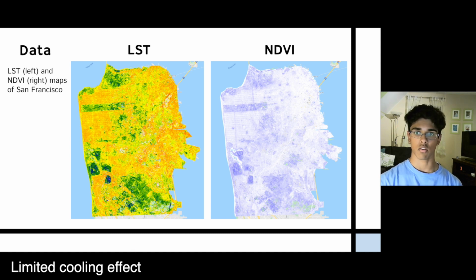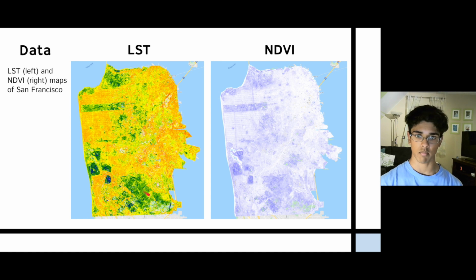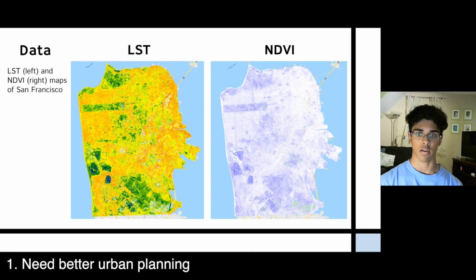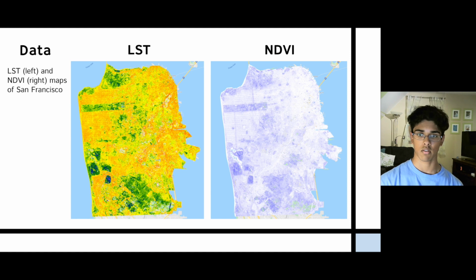That short range of cooling can also be seen in the green areas on the far bottom, far top, and the Golden Gate Park. This shows two things. One, that urban areas need to be better planned so as to allow for vegetated areas everywhere. The east side of the city, as well as the area below the Golden Gate Park, have almost no vegetation and thus are very hot.